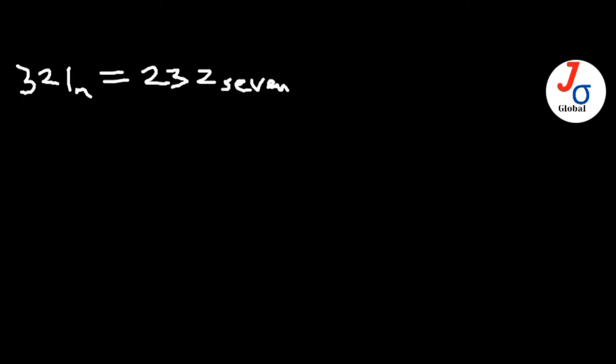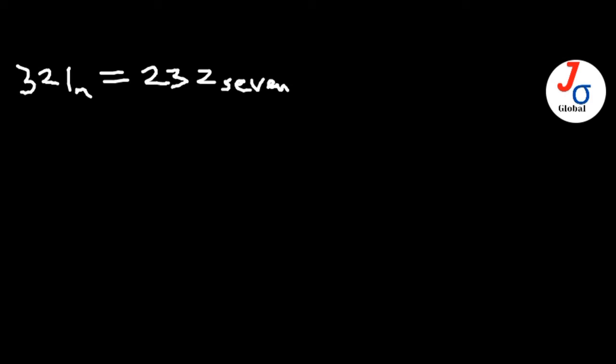So here we go with this question. 321 base n is equal to 232 base 7. Now, since both of them are equal and we don't know what this particular base is, it's better to make them on the same base, that's base 10. So let's just do that in base 10.